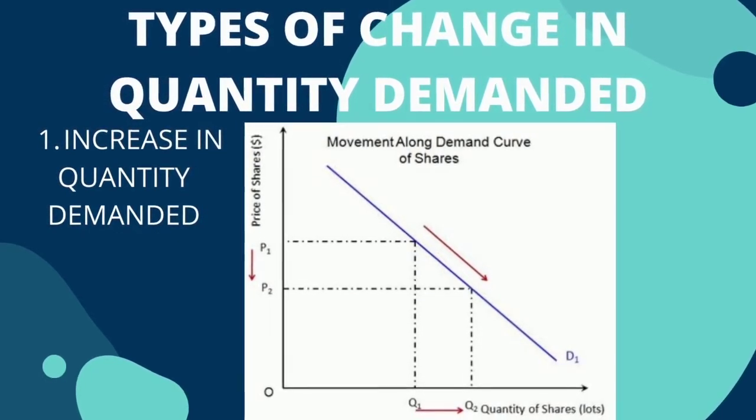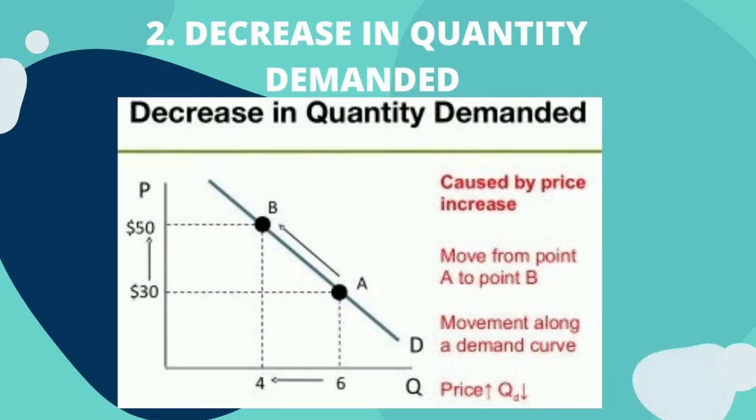There is an increase in the quantity demanded as long as the quantity purchased increases as a result of a decrease in the price of the commodity. Increase in the quantity demanded is shown in the diagram. Also in the diagram, a decrease in the price of a commodity from P2 to P1 brought about an increase in the quantity purchased from Q2 to Q1.